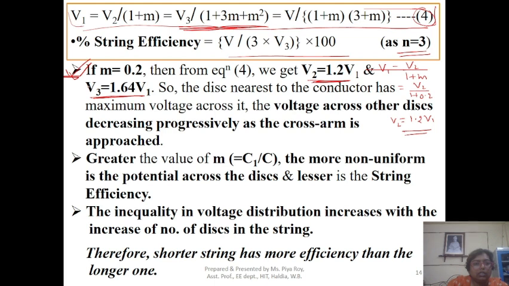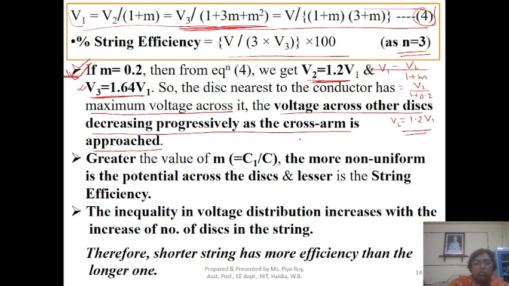the voltage nearest to the conductor. Okay, this is the disc voltage nearest to the conductor and having the maximum voltage, so maximum voltage across it. And the voltage across other discs decreases progressively as the cross arm is approached. Cross arm is approached means we are going from V3, then V2 to V1. Okay, so V1 is the voltage across the disc nearest to the ground or to the cross arm.